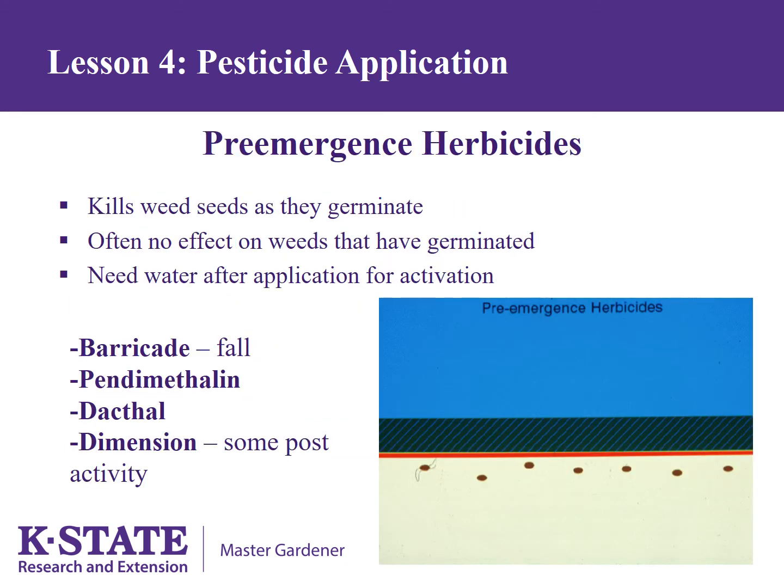A pre-emergence herbicide is one that kills weeds as they germinate. Pre-emergent herbicides are usually aimed at killing crabgrass or other annual grasses. These products need rain or irrigation to activate the products. They will not affect plants that have already emerged prior to the application. Examples of pre-emergent herbicides include Barricade, Dimension, Pendimethalin, and Dacthal.